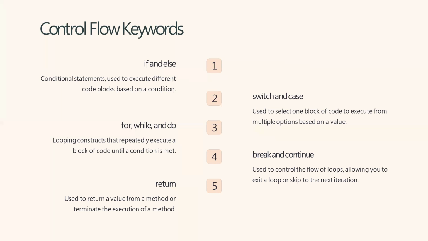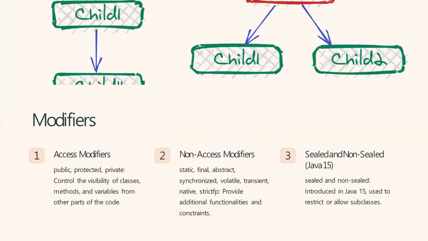Then next, here modifiers are given. Access modifiers: public, protected, private control the visibility of classes. We can use these access modifiers to control the visibility of classes. For example, I have taken one class, Person. If I want to make that class public, it can be accessible everywhere. So based on that I can use the public keyword, then the protected keyword, or the private keyword.